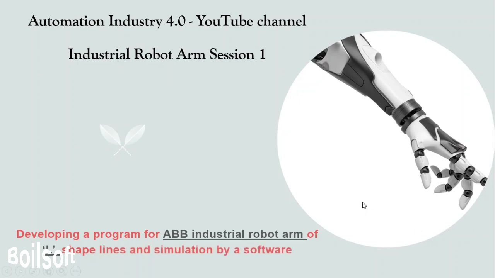in this presentation, the name of the presentation is developing a program for ABB industrial robot arm of L-shaped line and simulation by software. What we want to do in this simulation, we want to write a code and program inside of the software such as RoboDK to create L-shaped line.